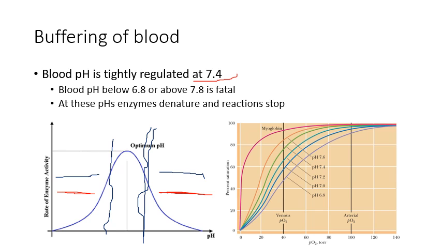And then even if a little bit of acid gets into the blood or a little bit of base gets into the blood, the pH stays the same. And then the reactions don't get affected by that because there's buffers. So buffers are a way of keeping a system at a constant pH, which is really good for biological living systems because that keeps them at the right pH for all their reactions to occur.